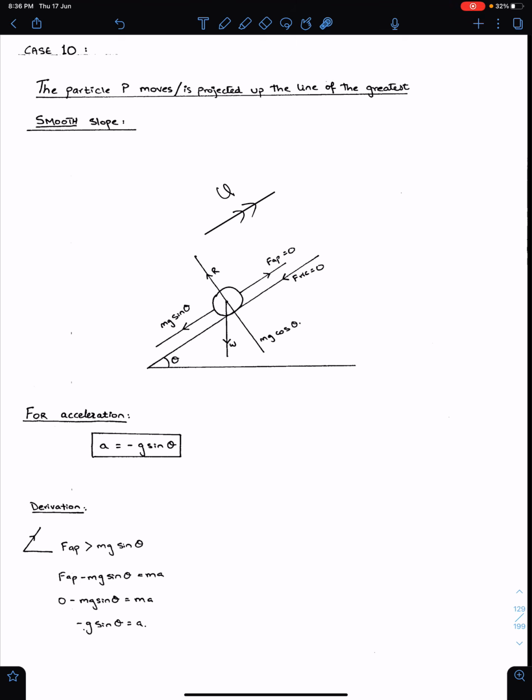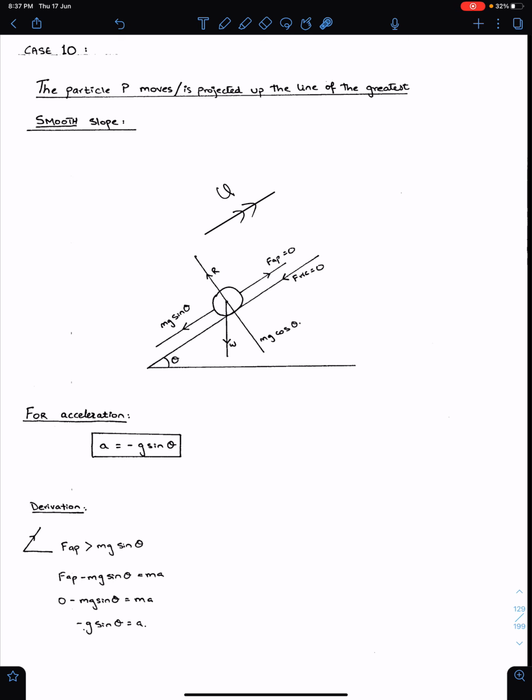In order to resolve this easily, you should write FAP is greater than mg sin theta plus friction. You can directly write this equation, but to understand how to write it, you should use this inequality: F applied is greater than mg sin theta plus friction. Since there is no friction, you don't need to write friction here. You just need to write F applied is greater than mg sin theta. Since F applied is 0, minus mg sin theta is equal to ma. Therefore, minus g sin theta is equal to a.